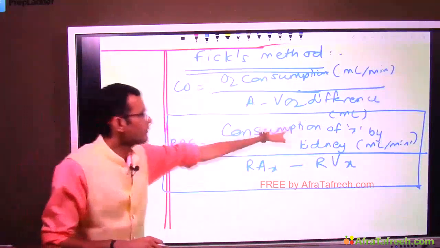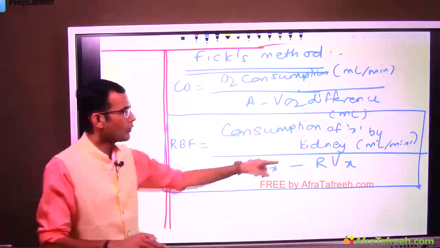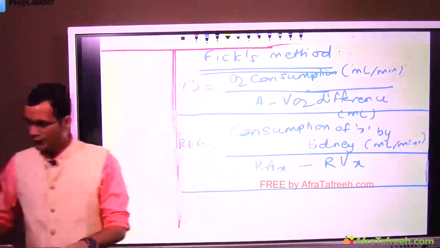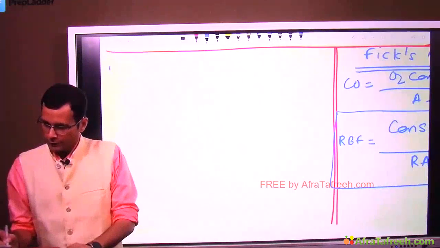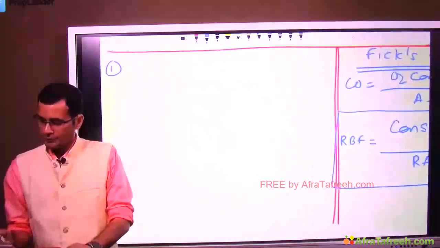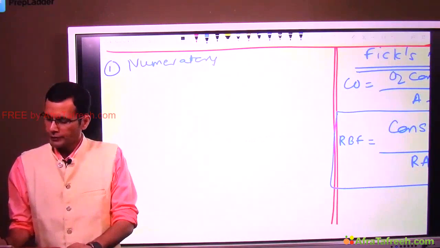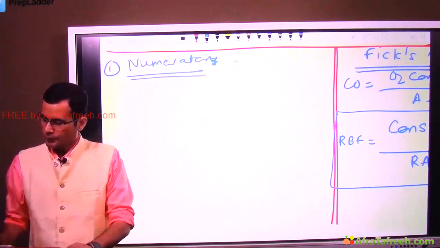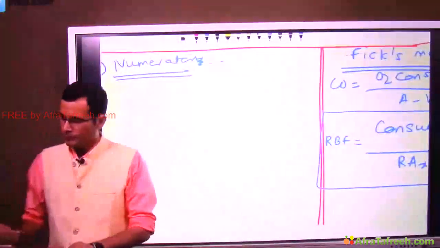Let's look at these three parameters. The numerator has one parameter, and the denominator has renal artery concentration and renal venous concentration. Let's look at them one by one. First, the numerator: consumption of X by the kidney per unit time.